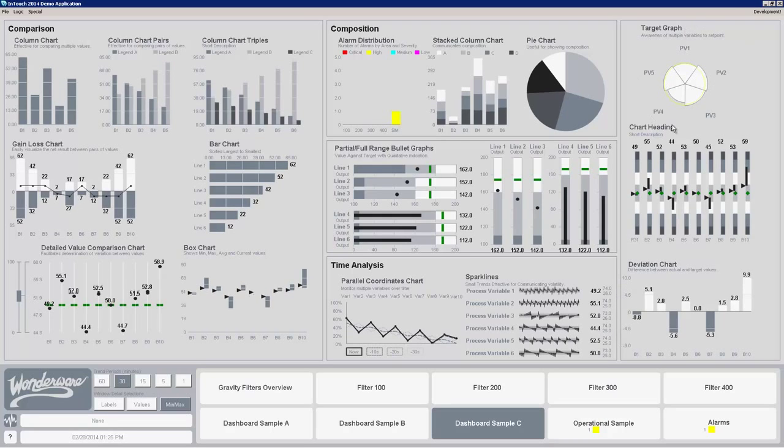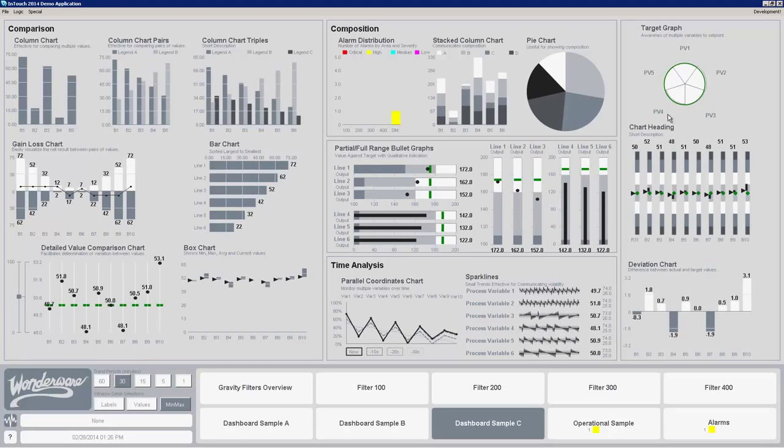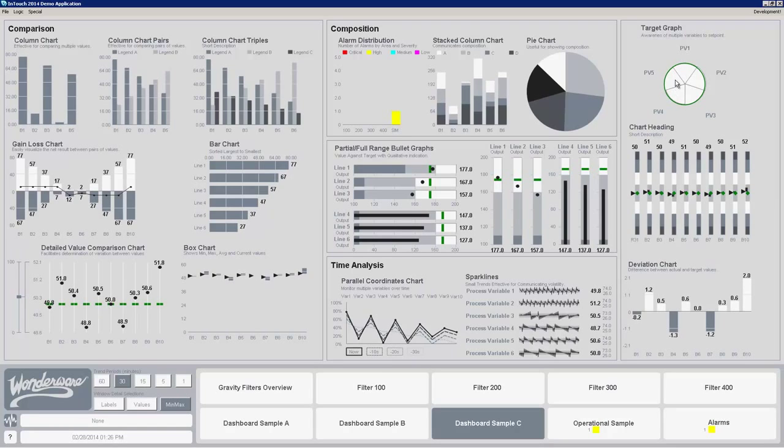In the top right hand corner, I've got something called a target graph. The target graph was based upon a notion of something called a coxcomb graph, where the radius of these pie elements changes. So it's not a pie chart. The actual angle here never changes for these. What actually changes is the radius.